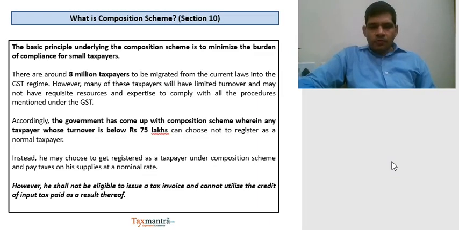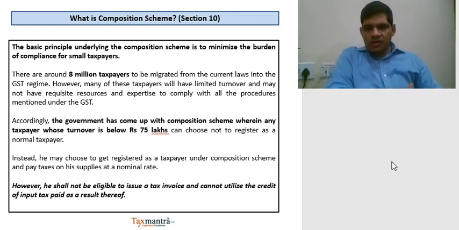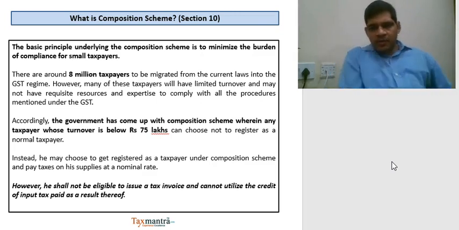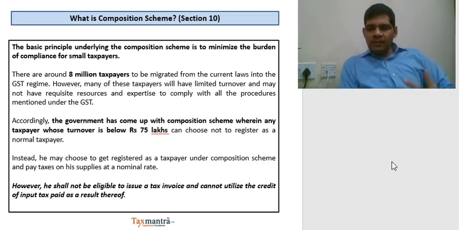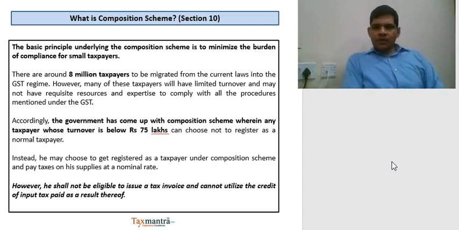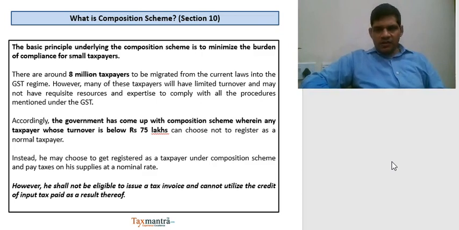So let's start. Let's first understand what is composition scheme. Basically, composition scheme is for small taxpayers who have a taxable turnover of up to 75 lakhs in a financial year, and within the state. Suppose a taxpayer, a small grocery shop, having a sale of more than 20 lakh but less than 75 lakhs in a financial year within that state itself, then that taxpayer can go for a composition scheme. Under composition scheme there is a fixed rate, so either 5%, 2%, or 1%.